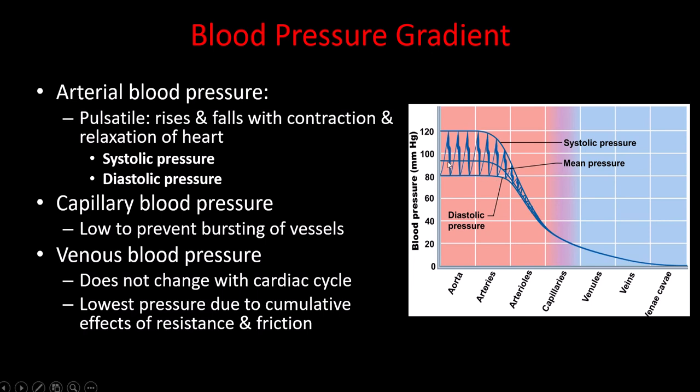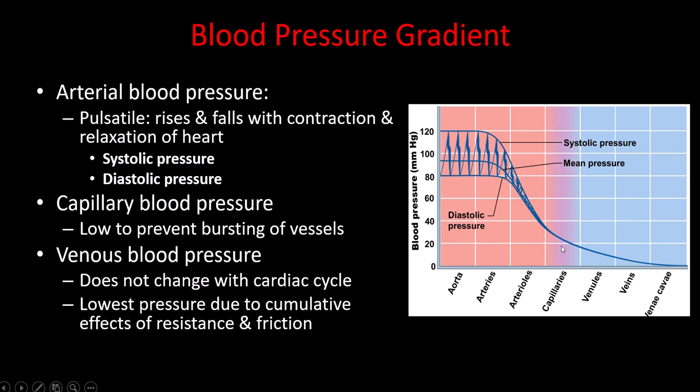Sometimes they'll calculate what they call mean arterial pressure, which is an average-ish of the systolic pressure and the diastolic pressure. It's not quite a straight-up simple average, because the heart spends more time relaxing than it does contracting, and so there's a slightly different formula for calculating mean arterial pressure.